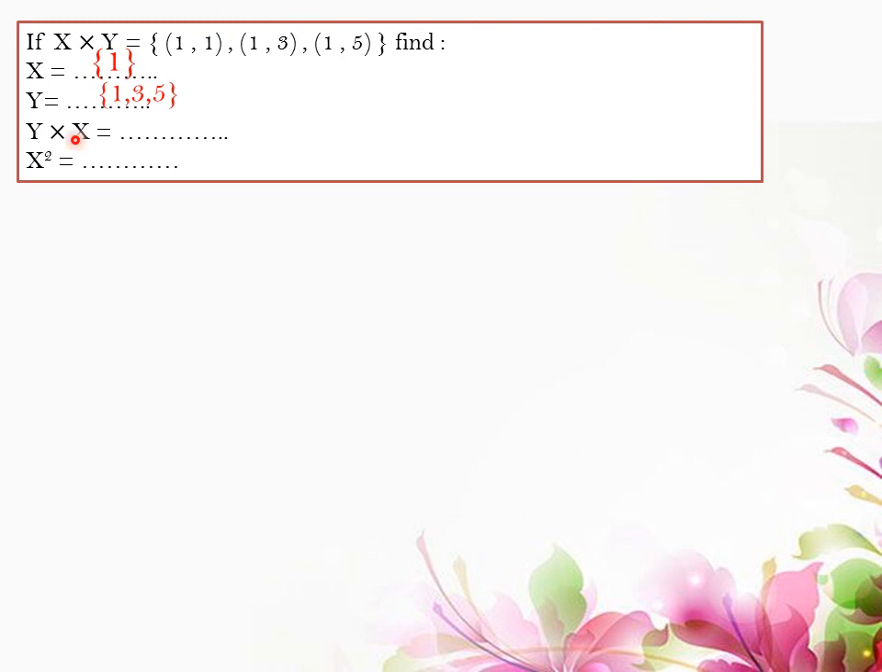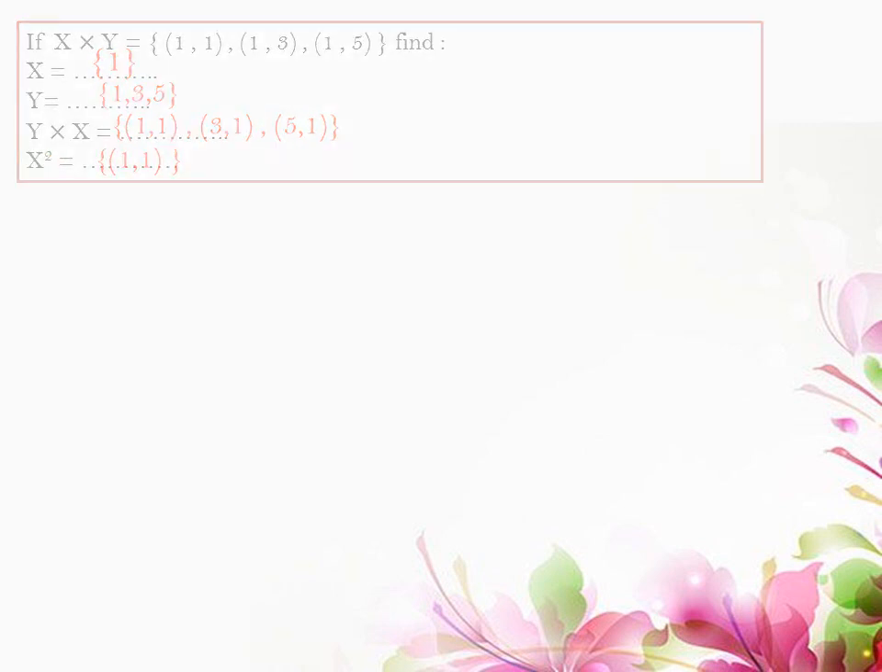Y cross x: we will replace the projections between x and y. 1 and 1, 3 and 1, 5 and 1, like this. X square is x cross x. X cross itself will be 1 and 1, like this.